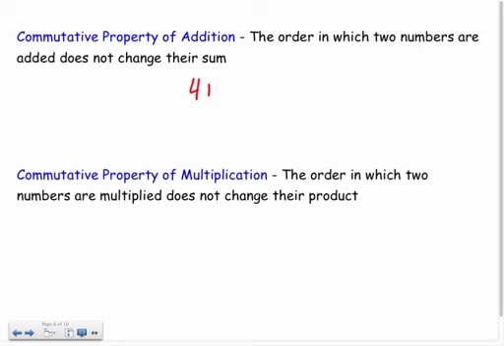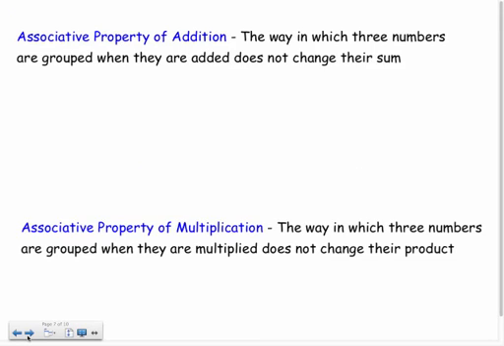So if I take 4 plus 3, that's the same thing as 3 plus 4, right? Same thing with multiplication. I can change the way I multiply. So 4 times 3 is going to be the same answer as 3 times 4, right? I can flip the order. Associative, now we're bringing 3 or more numbers into play. For example, if I have 2 plus 4 plus 7, and I add 2 and 4 first, I'm going to get the same answer as if I added 4 plus 7 first, right? It does not matter which order I do when I add. And the same thing goes for multiplying, right?